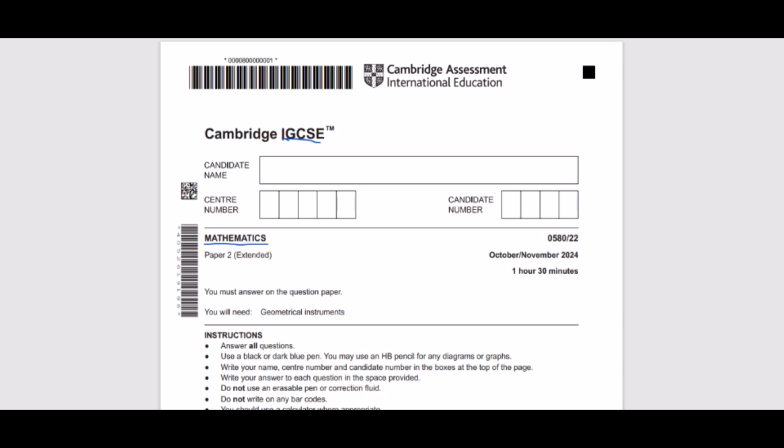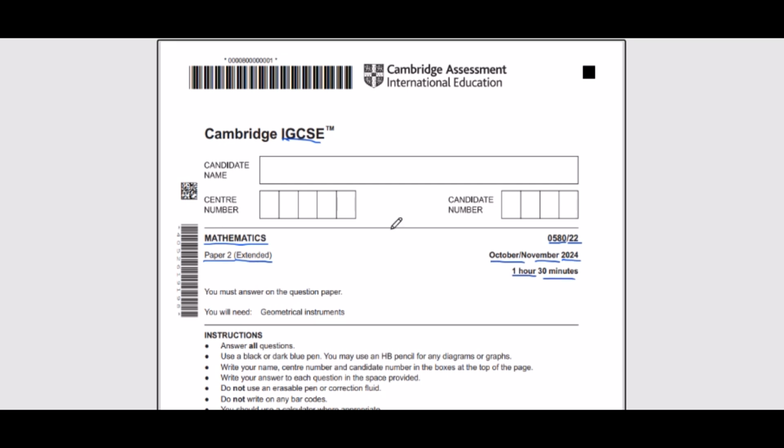Subject is mathematics, Paper number 2, which is also called extended. Paper code is 0580 and paper version is 22, which was held in October/November 2024. The total time of this paper is 1 hour and 30 minutes.